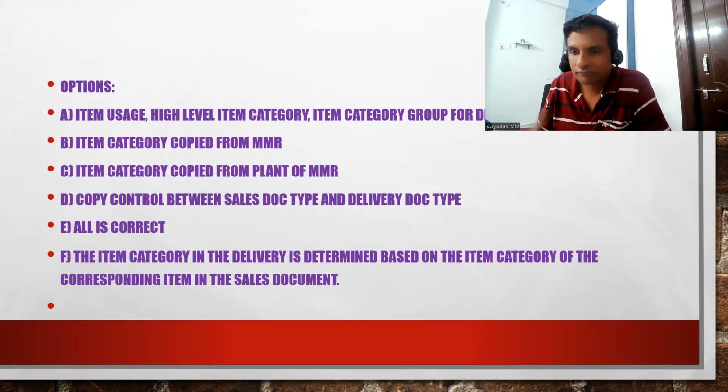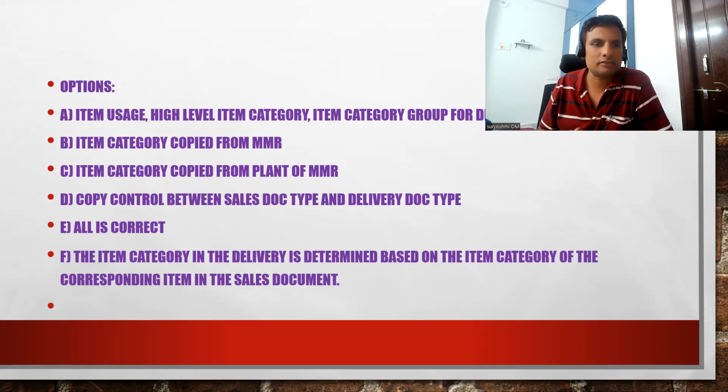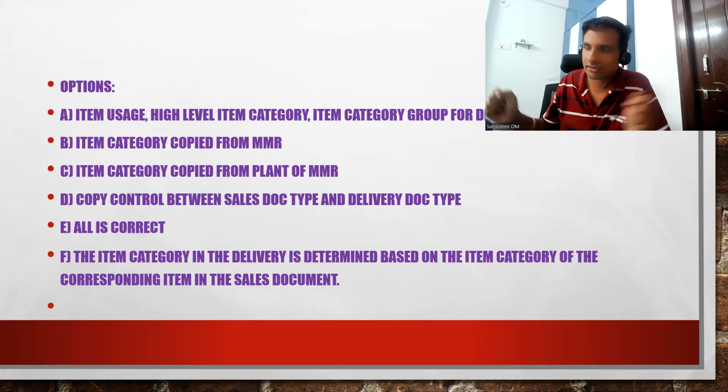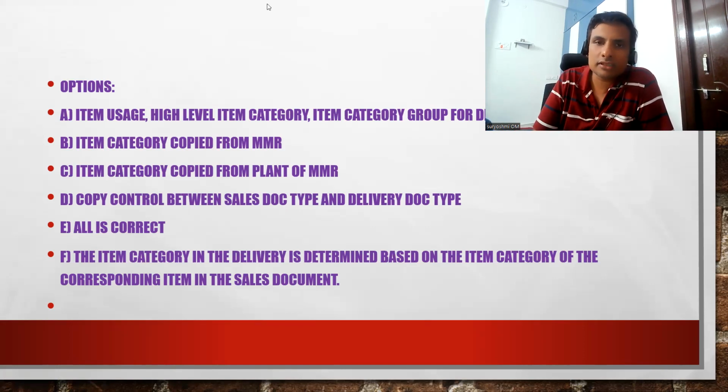All is correct. Classic answer. The item category in delivery is determined based on the item category of the corresponding item in the sales document. Lengthy answer. Choose the right answer among all the options, whichever is available. Okay, let's try to get into this.